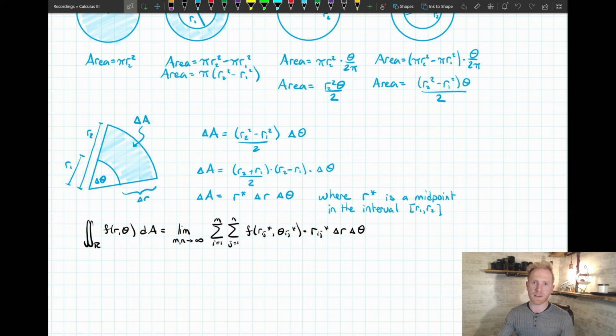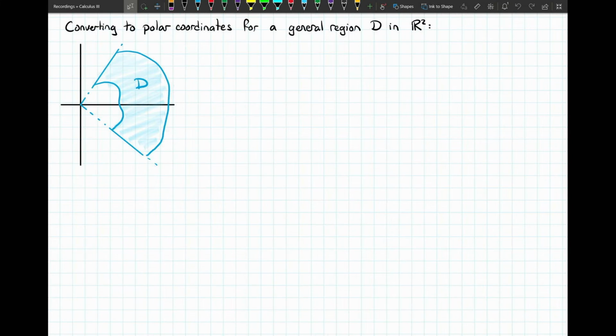Now, let's extend this concept. We know that we're not always going to be integrating over a rectangle or even a polar rectangle. But let's see how this turns into a formula for integrating over a general region, converting from x and y coordinates into polar coordinates now.